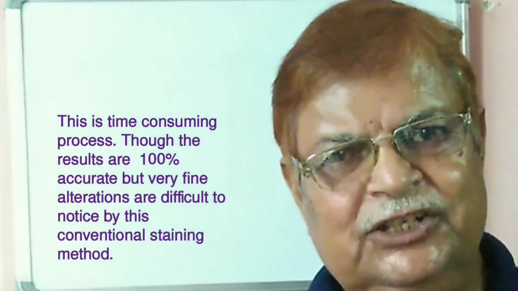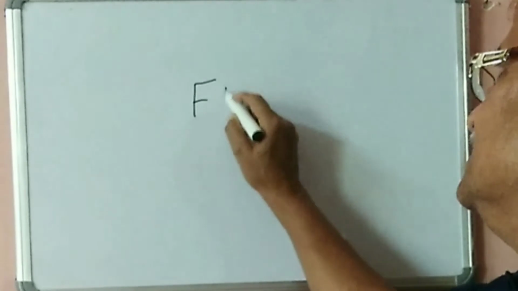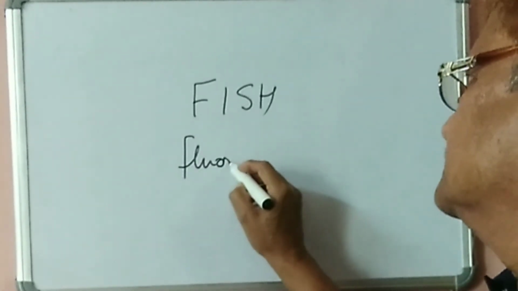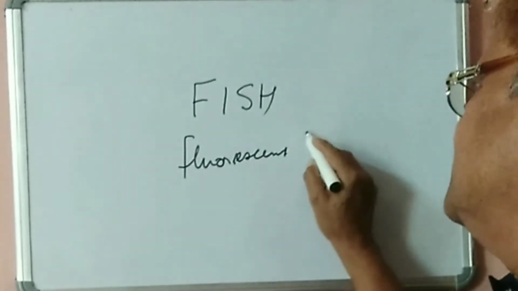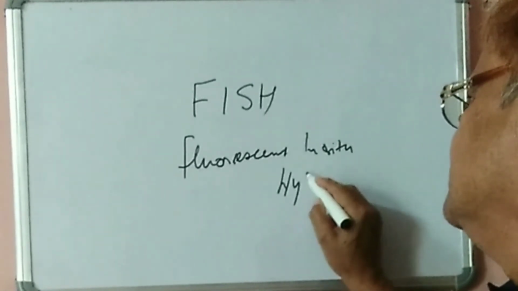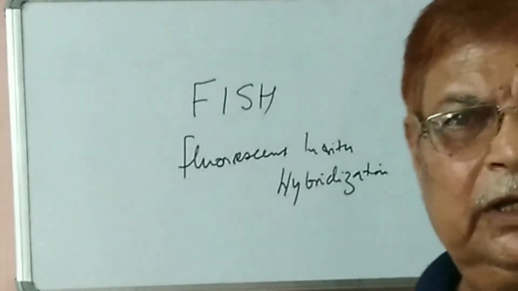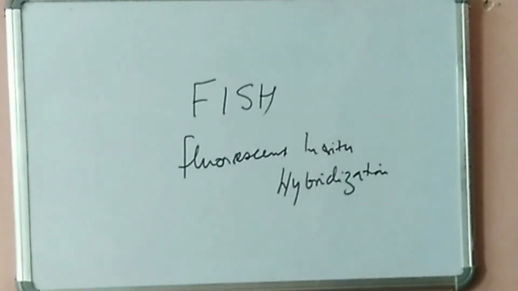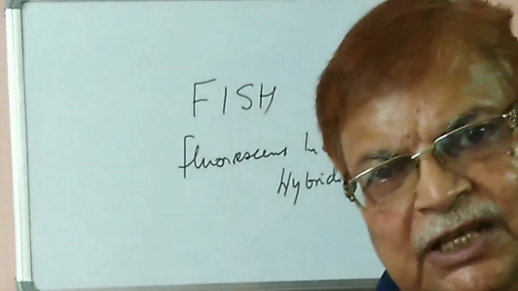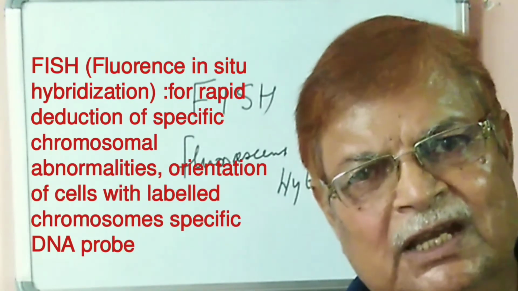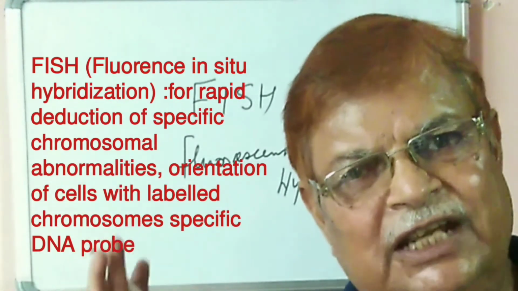Now the advanced technique is the fluorescence in situ hybridization technique, that is known as FISH, fluorescence in situ hybridization, where the chromosomes are stained by the fluorescent dye, that is the fluorescent DNA probes are being utilized, and they specifically get adhered to the chromosomes, and that way the undetectable changes, which are very difficult to see in the routine conventional method of light microscopy, can also be visualized by using this FISH technique.